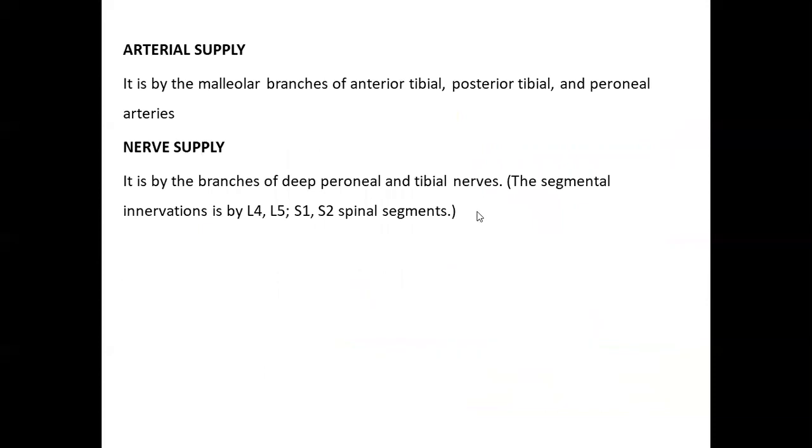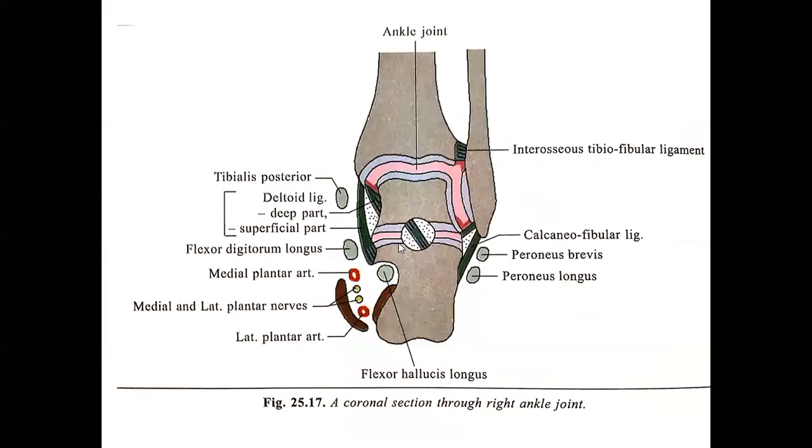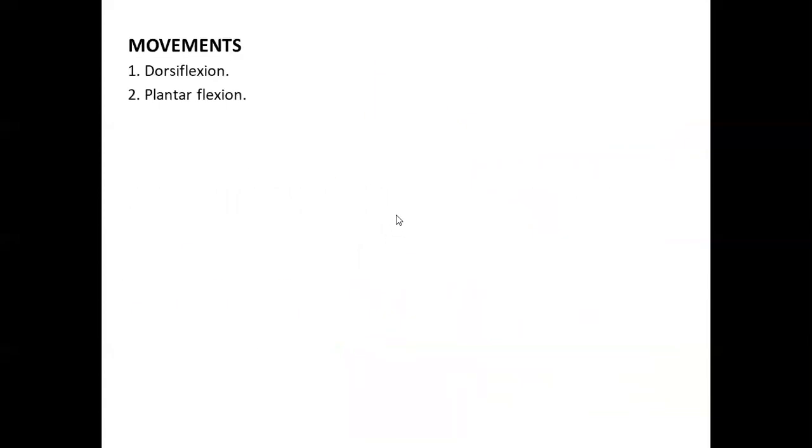The arterial supply of the joint is by the malleolar branches of the anterior tibial, the posterior tibial, and peroneal arteries, whereas the nerve supply is by the deep peroneal and the tibial nerves. What are the movements we see here? We have dorsiflexion and plantar flexion.